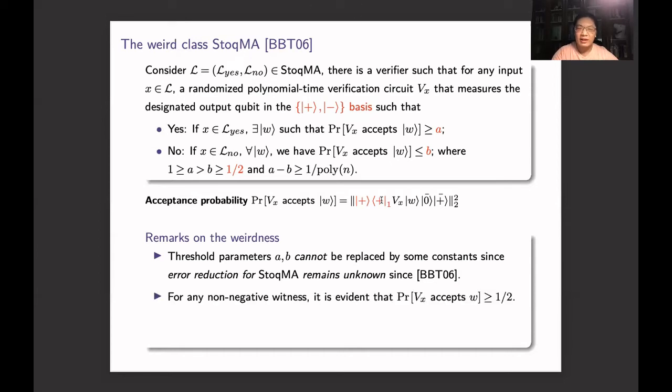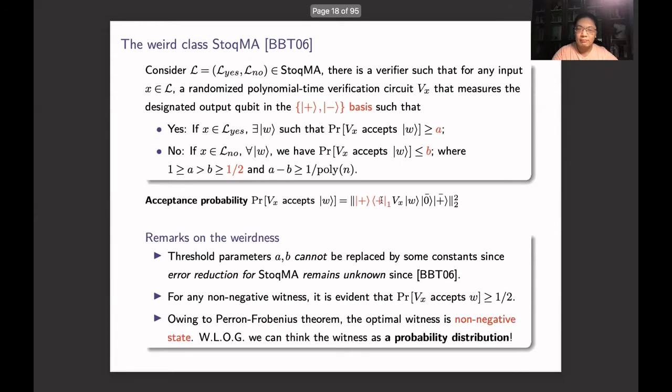Second, for any non-negative witness, by some straightforward calculation, we can see the acceptance probability is at least half. Third, thanks to the Perron-Frobenius theorem, if we think of the acceptance probability as a projected form, then the matrix here indicates that the optimal witness is a non-negative state. So without loss of generality, we can think of the witness as a probability distribution.